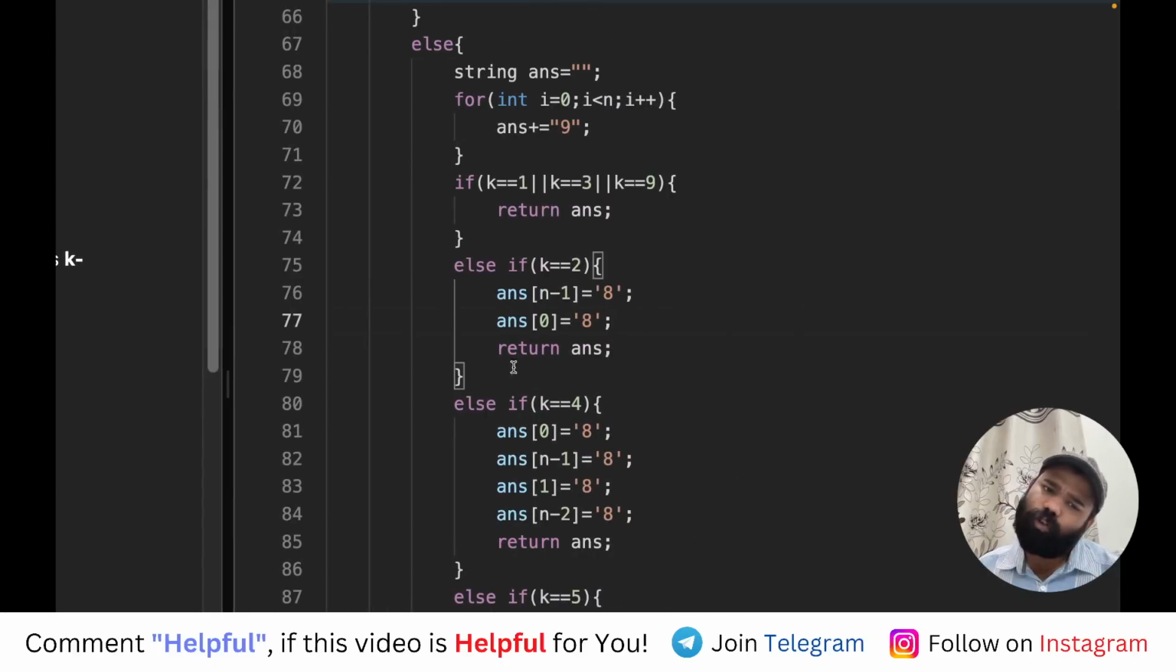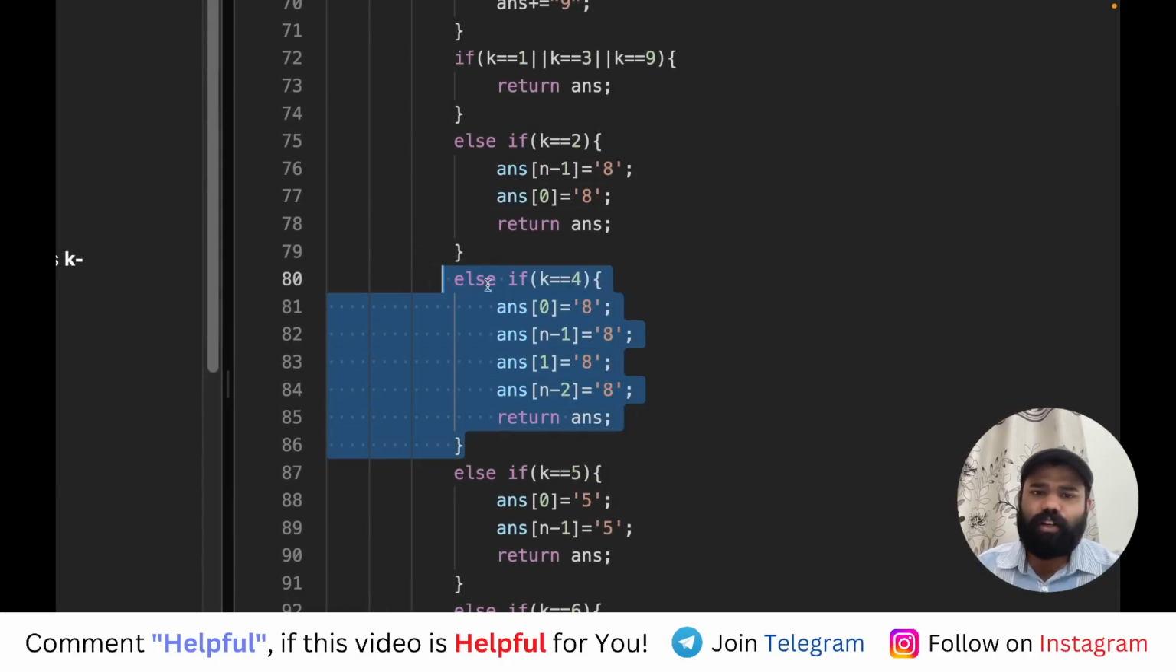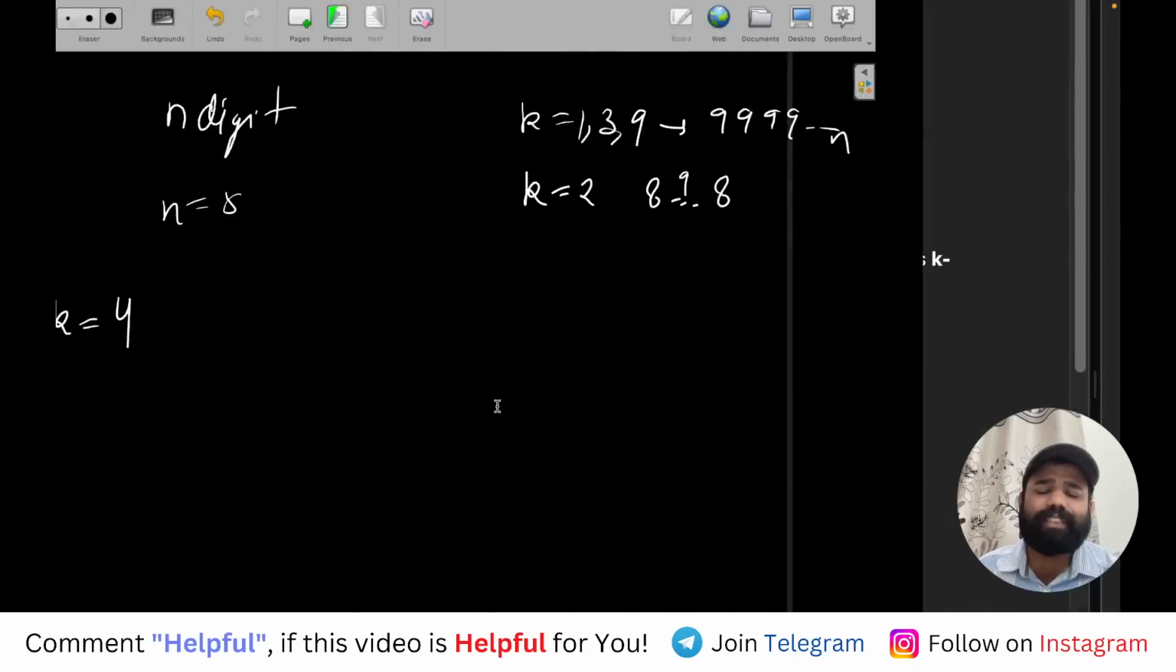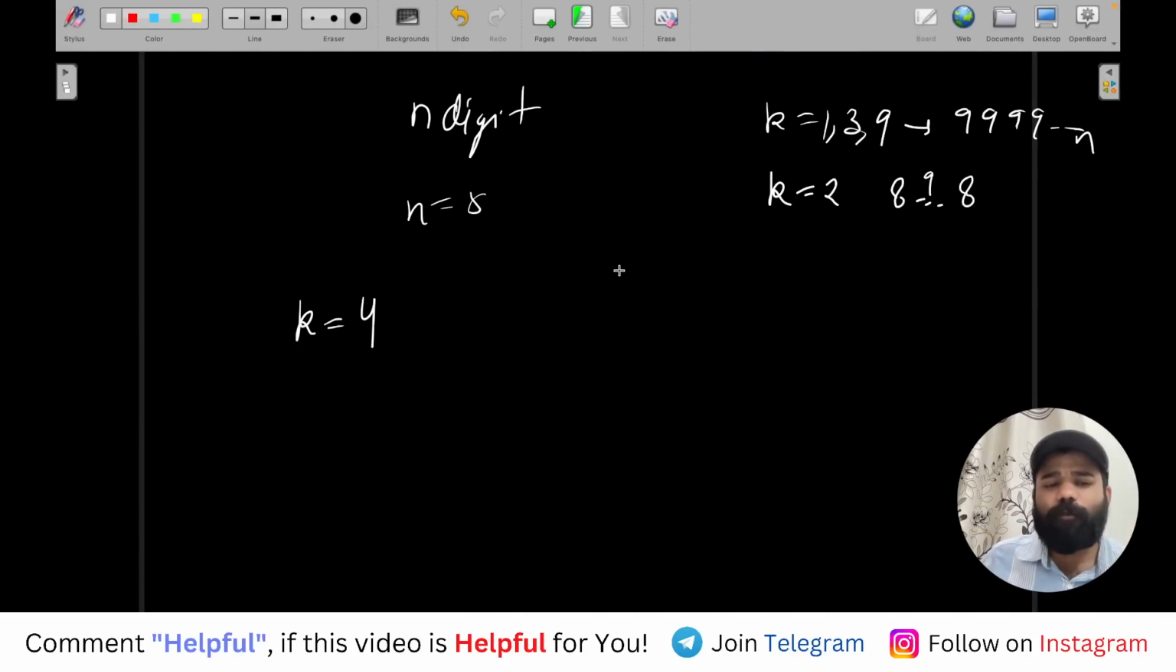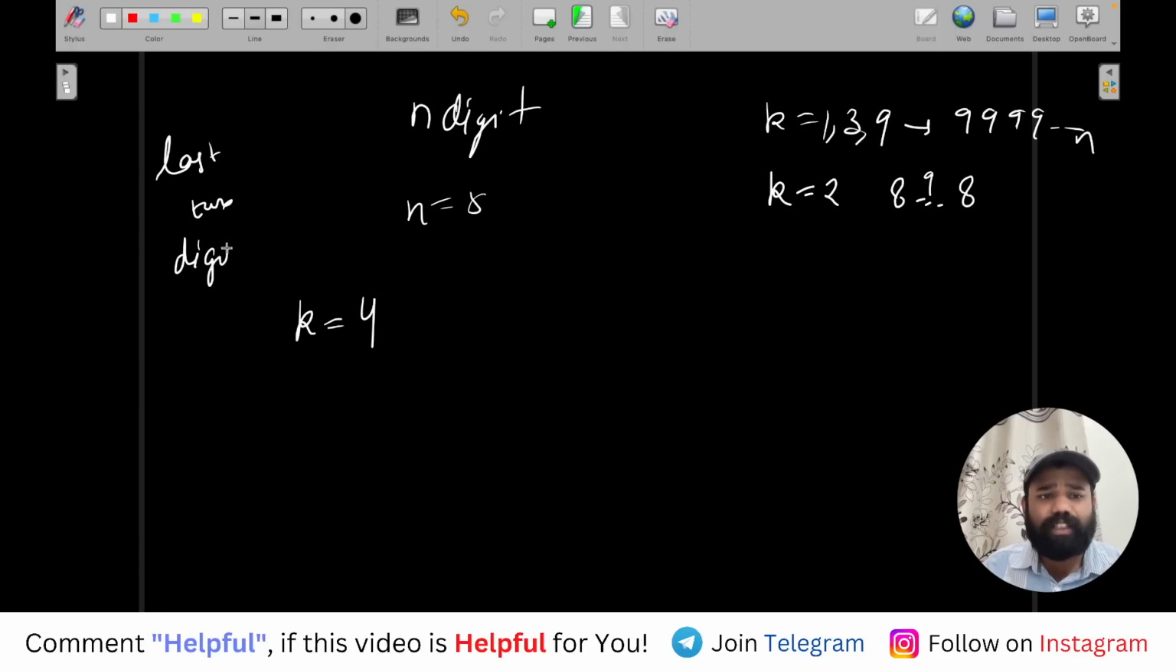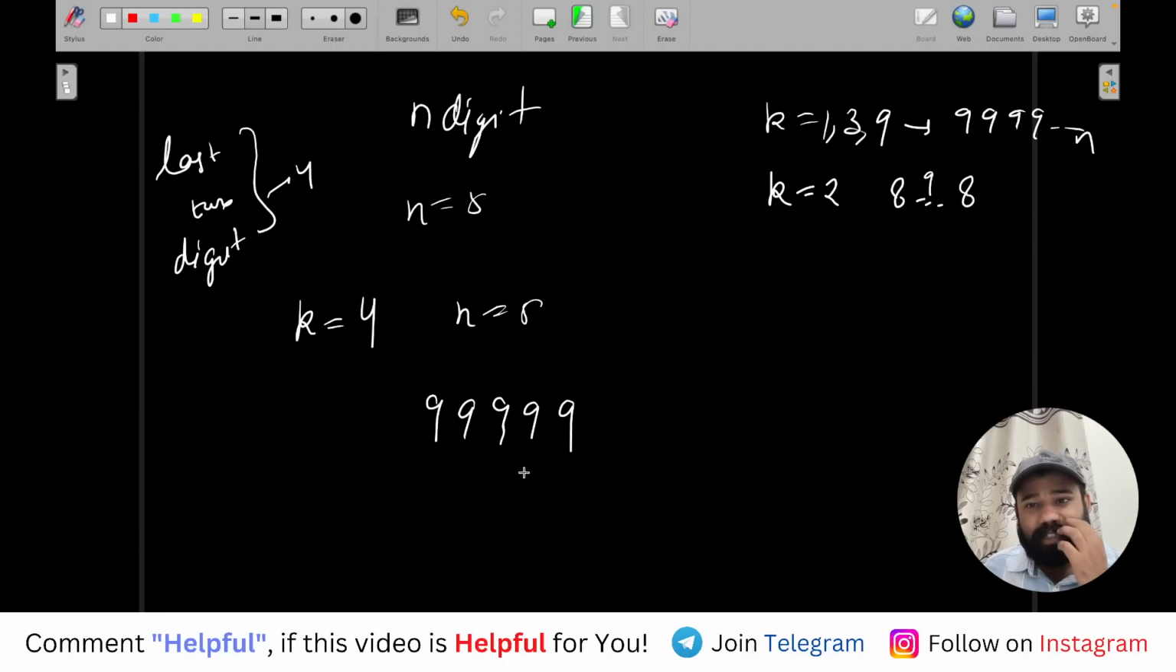For k is equal to 4, guys, what is our logic? If you see the divisibility rule of 4, the last two digits should be divisible by 4. So let's say if I'm having n is equal to 5, it will be 99999. But in this case, what will I do? This is not divisible by 4. I want my last two digits divisible by 4.